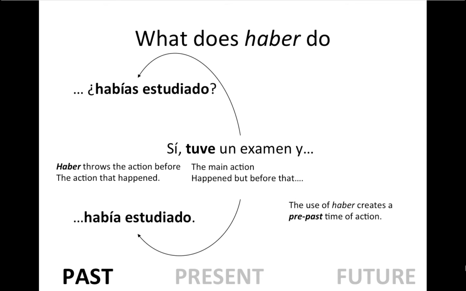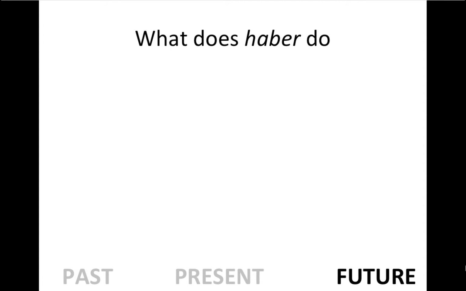The use of haber creates a pre-past time of action. In other words, something that happened in the past, but with haber slightly before, it creates a sequential action. What happened first? I had studied. Then I had the exam. Well, what happened in the present that we saw before, and right now in the past, also happens in the future. Look at what haber does for the future.